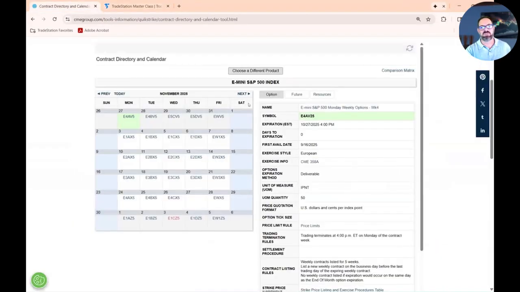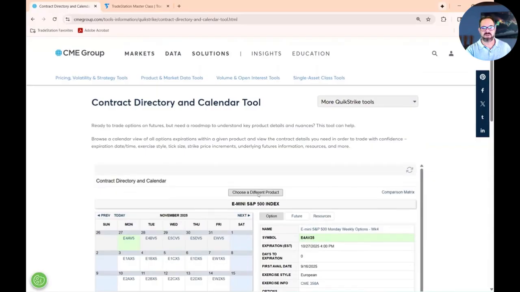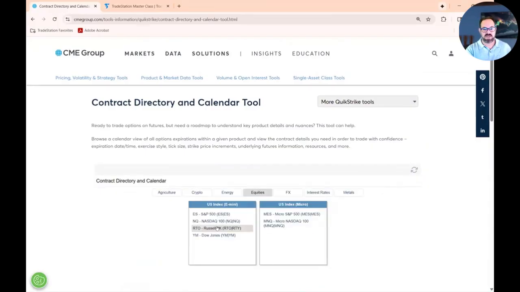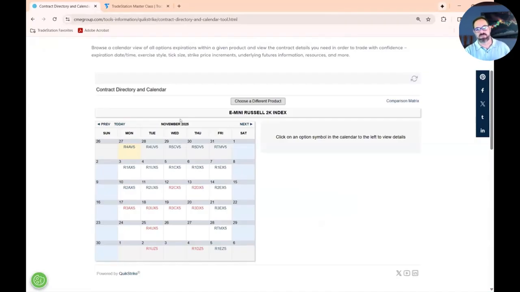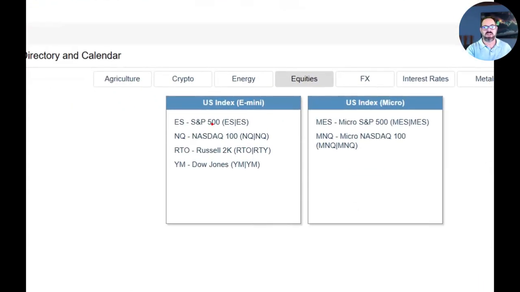But anyway, looking at the calendar directory, same thing with the Russell. If I go to choose a different product, I can go to the Russell. And you got to pay attention to the symbols because they are going to be different. Again, when I go to the main page here, and I'll zoom in there so you can see it better, you notice on the ES, the symbol is still ES. The Russell, however, the future symbol is still RTY. However, RTO is the option symbol.